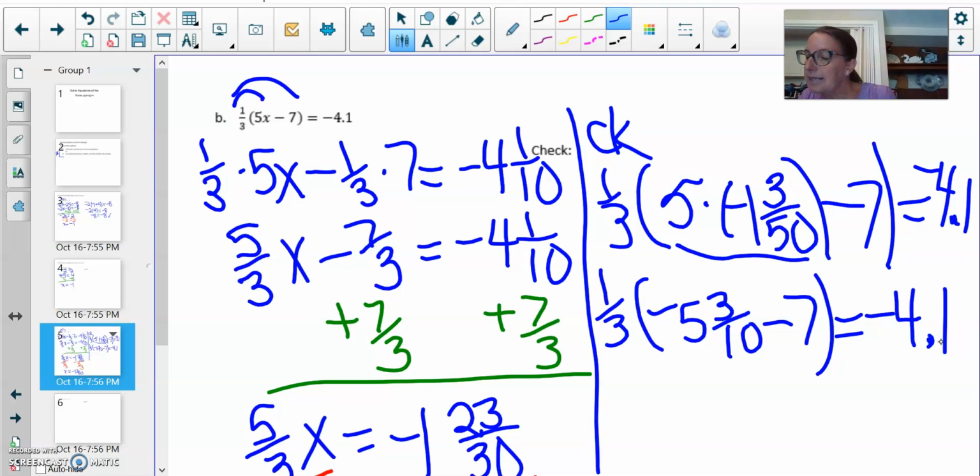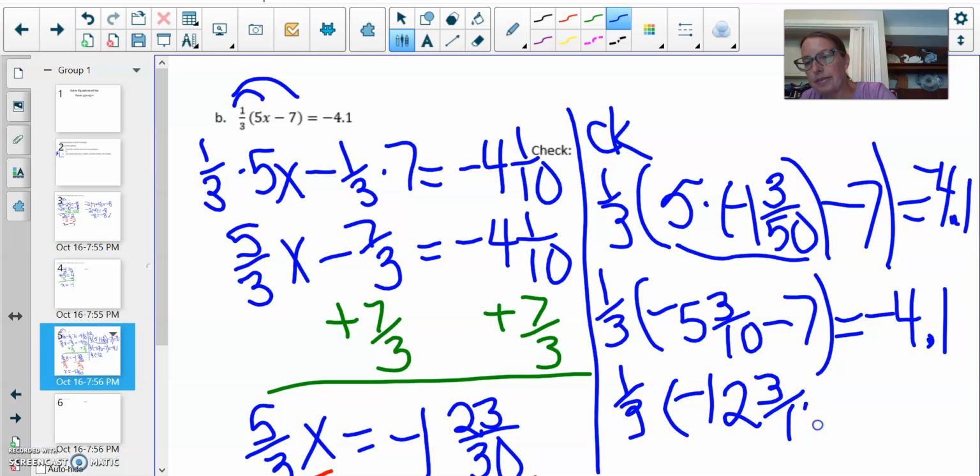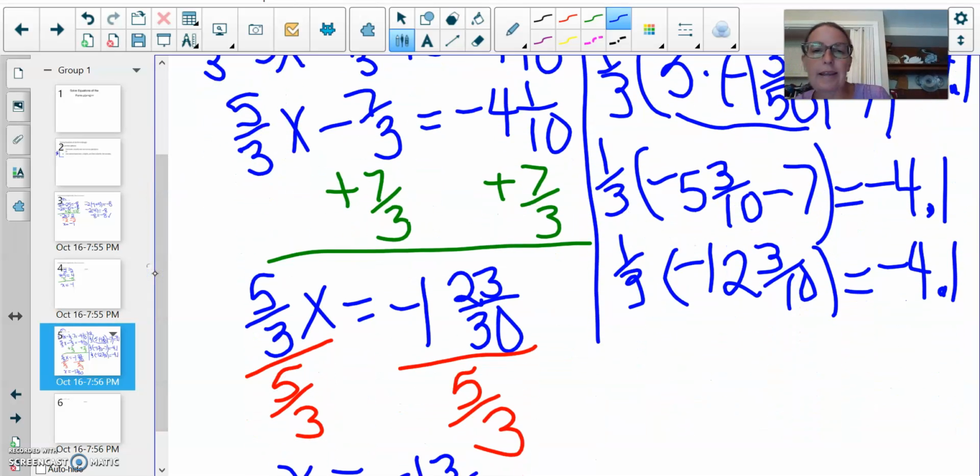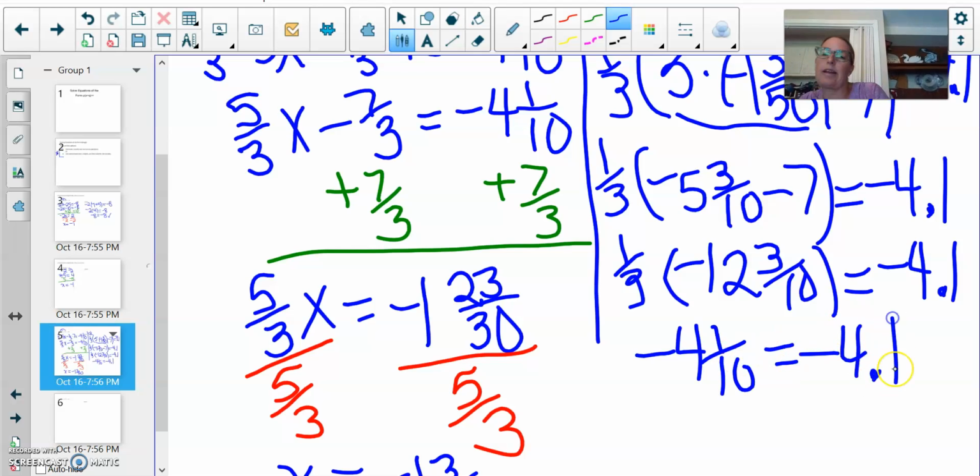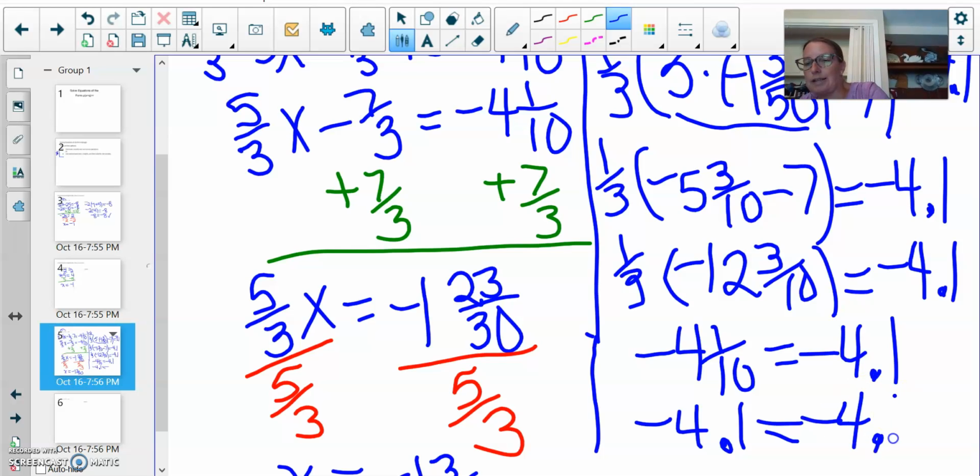hopefully equals negative 4 1/10. Negative 5 3/10 minus 7 becomes negative 12 3/10, times 1/3, hopefully equals negative 4 1/10. And now I multiply 1/3 by negative 12 3/10, and I get negative 4 1/10 equals negative 4 1/10. And I would just now change it into a decimal so I can see that it is the exact same answer on both sides of the equation. So we solved it correctly.